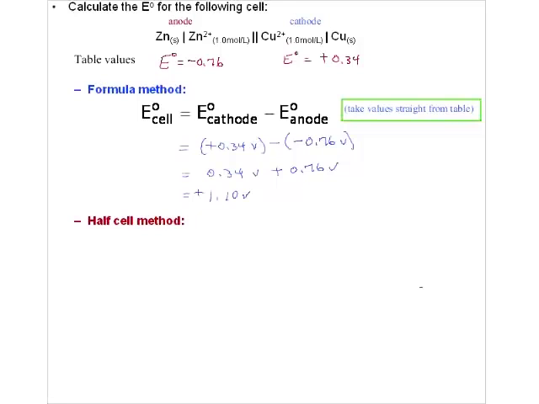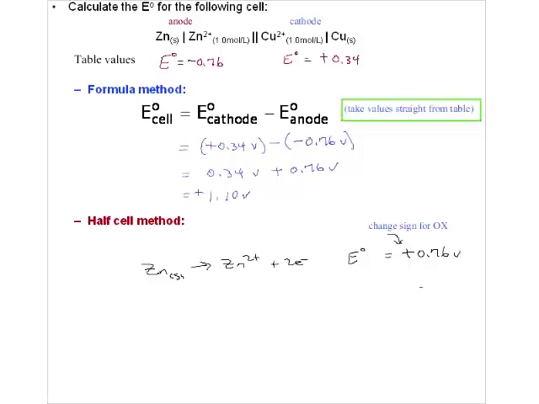Now we could also do this as a half-cell method, where we would write each equation as to what's going on with it. And in this particular method, we're saying, okay, zinc is being oxidized. Zinc is going to zinc ions. That's oxidation. We looked the value up on the table, and because we've got it written as oxidation, we had to change the sign of this, because now we have the equation written as oxidation and not reduction. So it was a negative 0.76. I had to change it to a plus because we're in an oxidation reaction here.